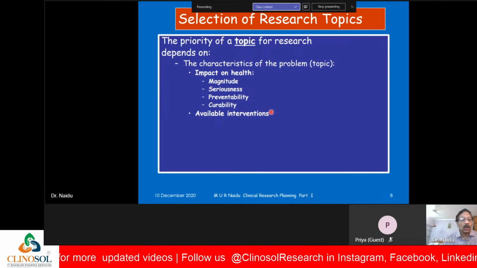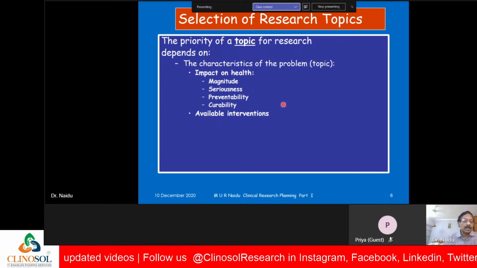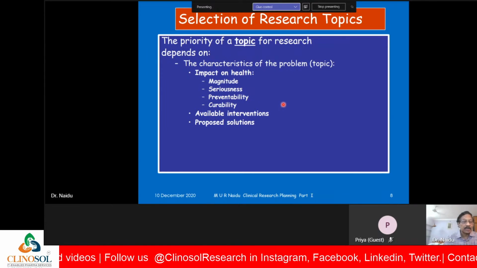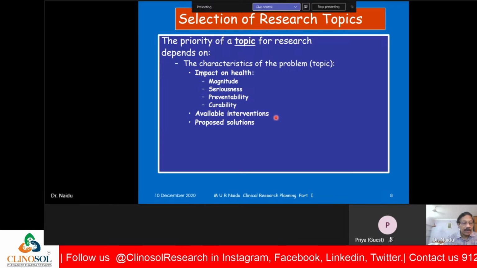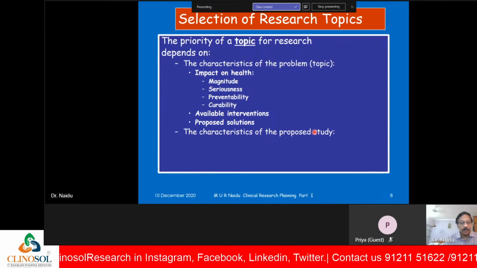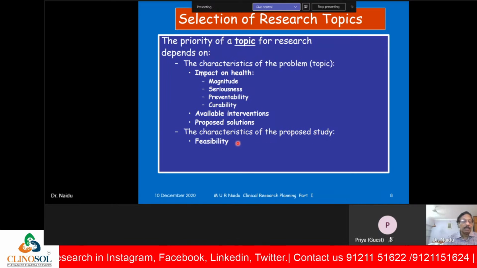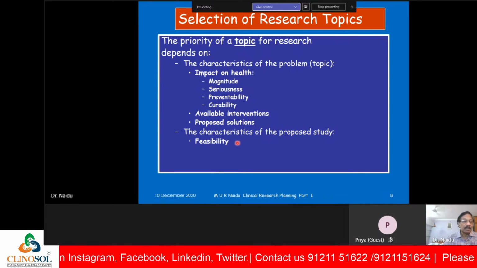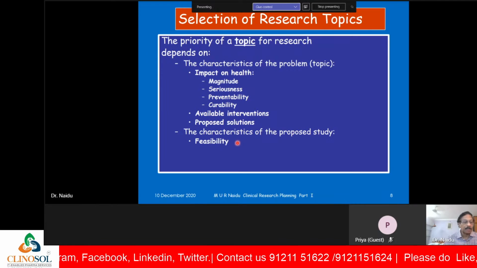What are the available interventions? Coming to corona, what is the availability today? What drugs are there? What are the proposed solutions? What do you want to do? The characterization of the proposed study will depend on feasibility. We cannot think of doing something which is not feasible.